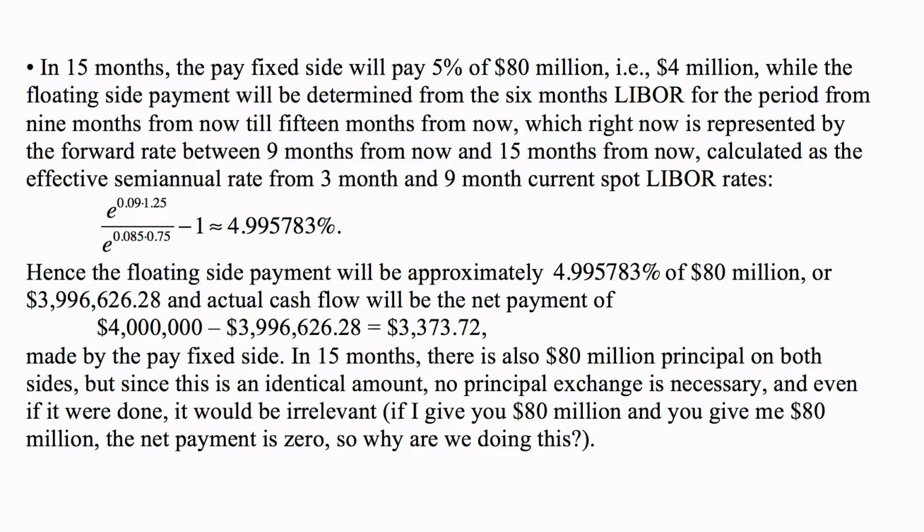Finally, in 15 months, the pay fixed side will pay 5% of 80 million, so 4 million, while the floating side payment will be determined from the 6-month LIBOR for the period from 9 months from now till 15 months from now, which right now is represented by the forward rate between 9 months from now and 15 months from now, calculated as the effective semi-annual rate from 3 months and 9-month current spot LIBOR rates, just like before.